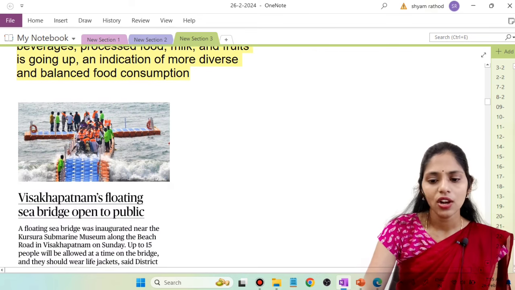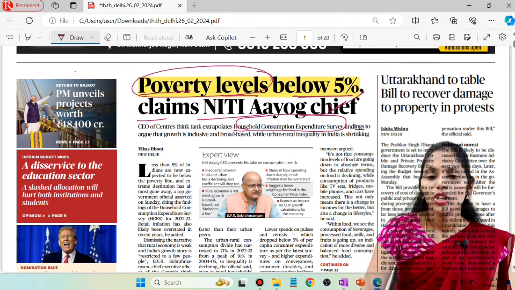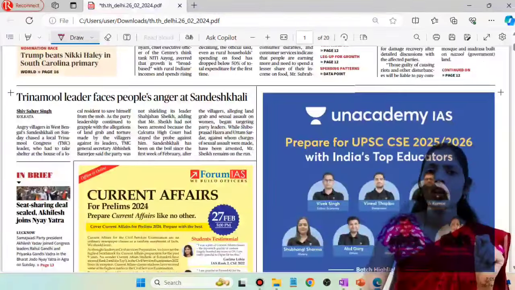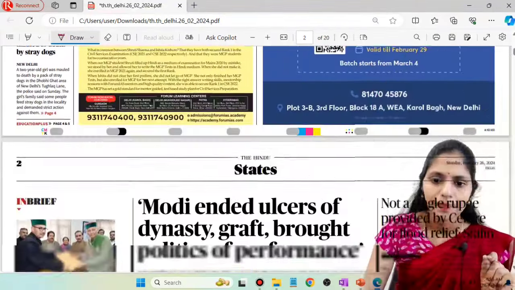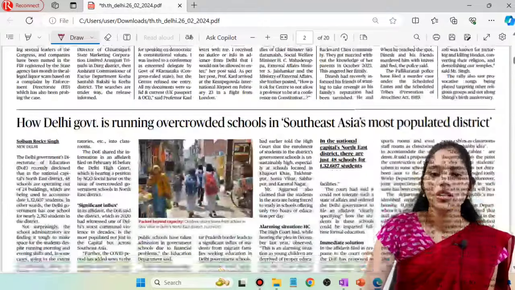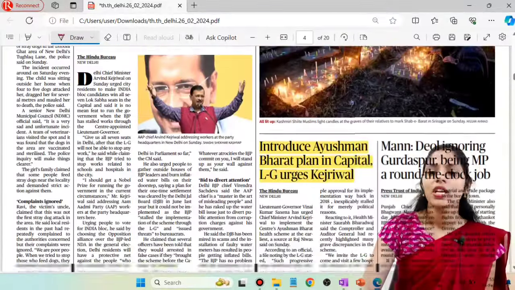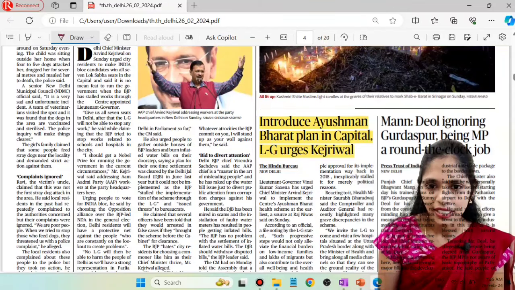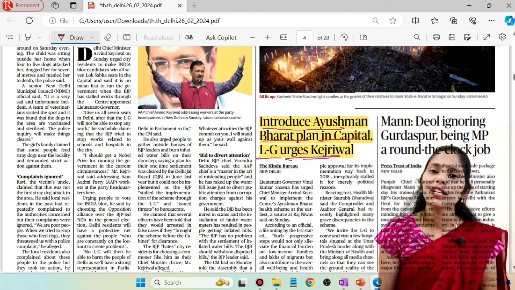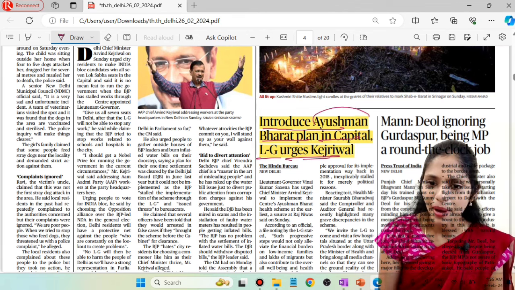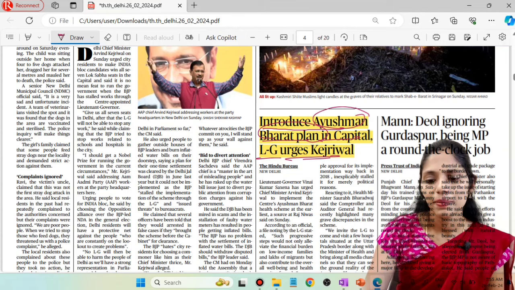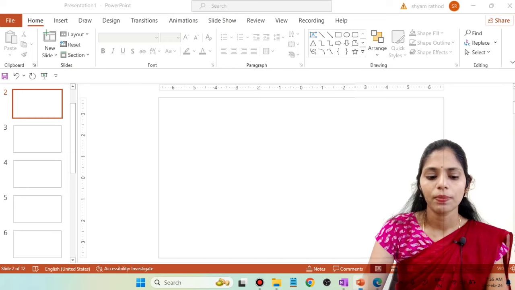Okay. And now let us go back to our paper. So this is the front page. There is only one important article. So in this states page, yes, you got important articles. So we are going to see that. Here you can see one article. It says, introduce Ayushman Bharat plan in capital, LG urges Kejriwal. So what is the keyword here? The keyword here is Ayushman Bharat. Right? So now let us see this topic in detail.